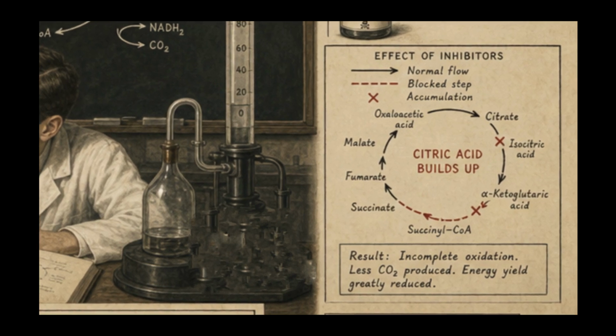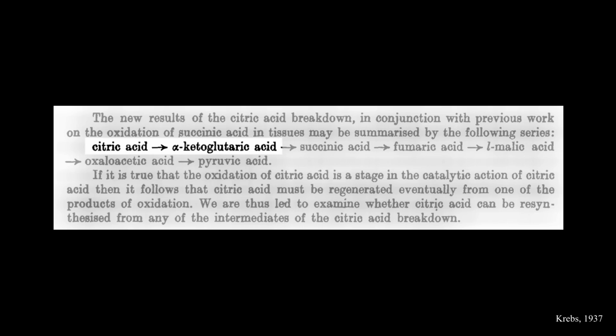So when they looked for intermediate products that might have accumulated as a result of this incomplete oxidation, they found large quantities of alpha-ketoglutaric acid and succinic acid in those suspensions in which citric acid was oxidized in the presence of arsenite, and they proposed that citric acid was converted to alpha-ketoglutaric acid, which was converted to succinic acid, then to fumaric acid, L-malic acid, oxaloacetic acid, and finally pyruvic acid.